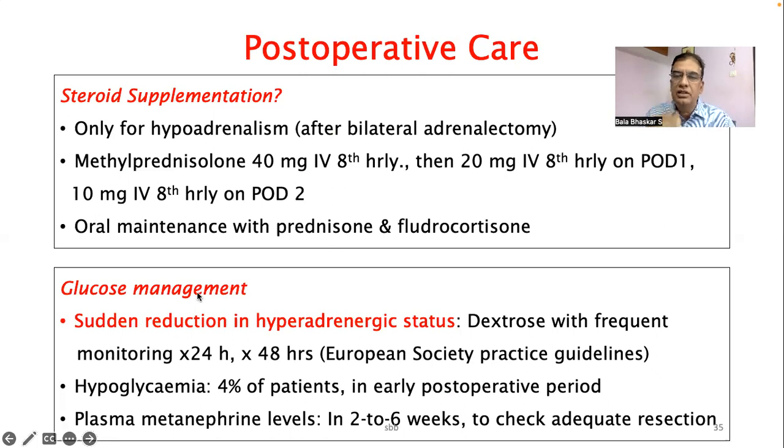Glucose management, the third component. I told you the heart is very important, the fluid management is very important, and the glucose management is very important. There could be a sudden reduction in hyperadrenergic status, so we have to monitor the patient with frequent assessment of blood glucose and administer, stop or reduce the dextrose administration as required. In fact, about 4% of the patients can go into hypoglycemia in the immediate postoperative period.